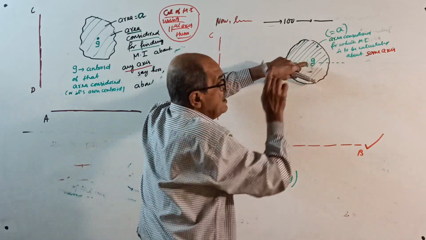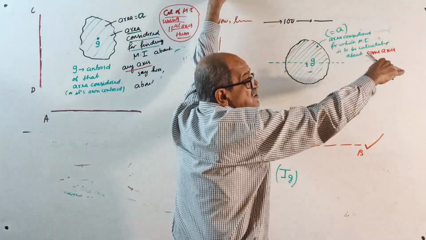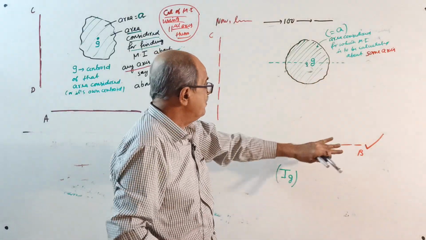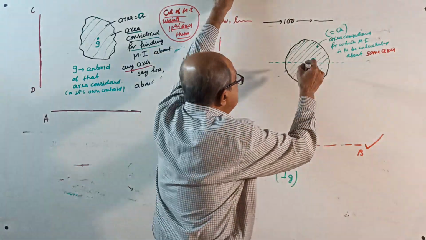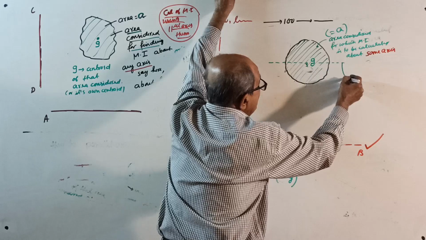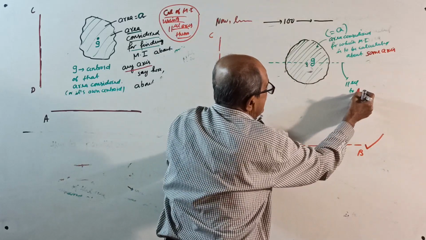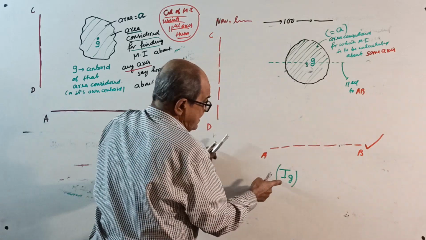Write what is the moment of inertia about this axis. See, that is its own axis. Never bother about AB, but one thing: it should be parallel to AB. Okay, that I is IG.